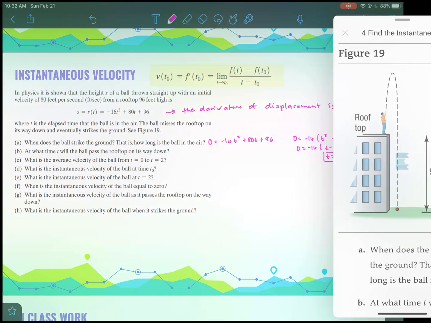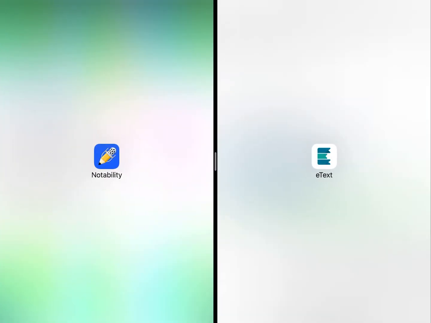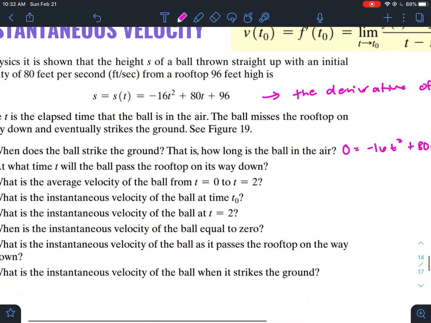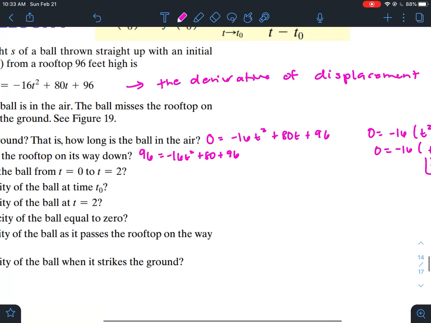Well, the rooftop has a height of 96 feet. So we want to know, when will the ball have a height of 96 feet? So we're going to set the displacement equation equal to 96. So 96 equals negative 16t squared plus 80t plus 96. Well, if I subtract 96 from both sides, I would get 0 equals negative 16t squared plus 80t.